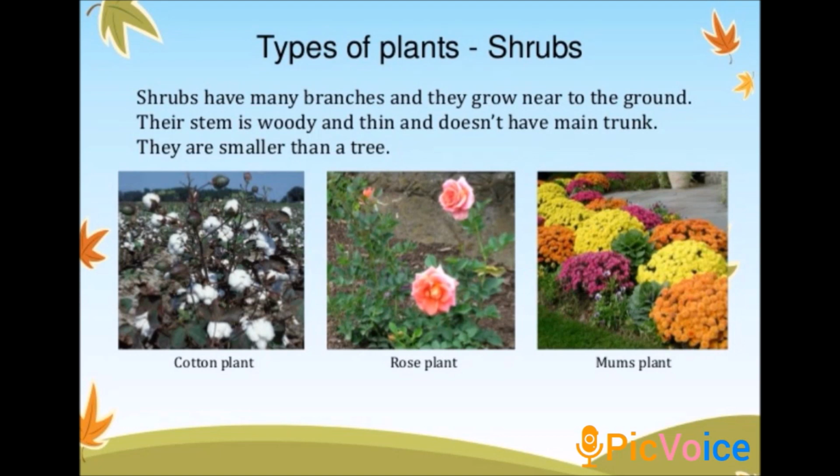The next type are the shrubs. So you can see the images of cotton plant and rose plants. Rose and all you will have at home. It is very common to be seen. So that is also a shrub, and mum plants. You can see all these photos. So these shrubs have the branches on the base of the stem and they grow near to the ground. They are woody and thin.